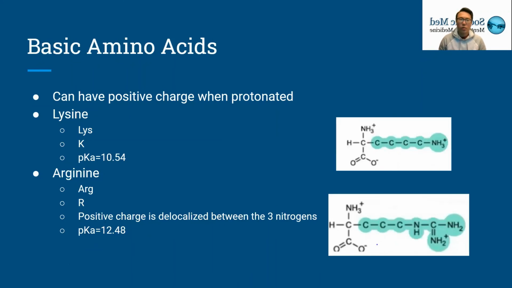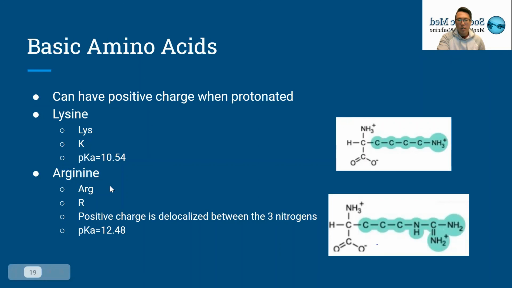And finally, the last group of amino acids, the basic amino acids. These are the amino acids with side chains that, when protonated, can have a positive charge. The first one is lysine, LYS, and the letter is K. I try to remember K as the letter after L, lysine. So leucine is L, but lysine is K. And the pKa of the side chain is 10.54.